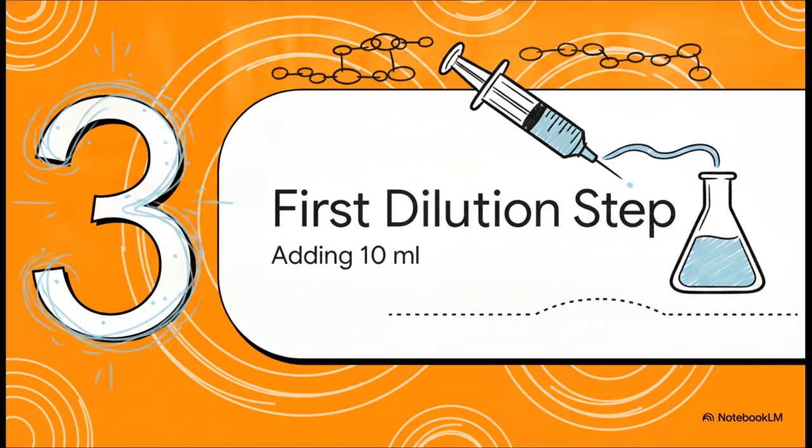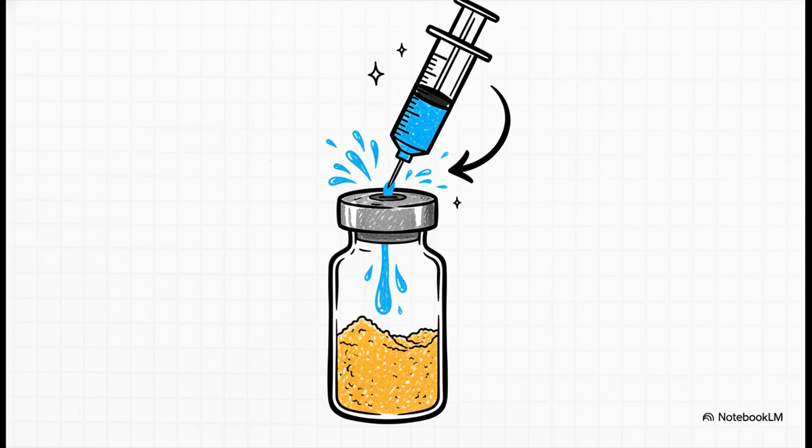What's really interesting here is how we take our very first step to bridge that massive gap. The protocol strictly instructs us to first add 10 milliliters of sterile diluting fluid, something like sterile water or saline, directly into that 500 milligram powder vial. By mixing it until it dissolves, we transform our dry, powdered medication into a workable liquid solution.